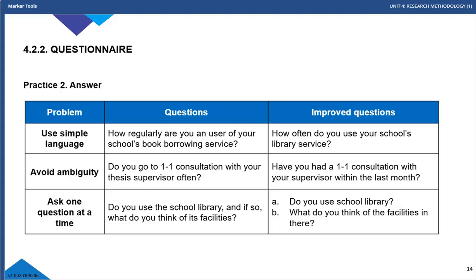Next one is the next question. The problem here is to avoid ambiguity. For example, do you go to one-on-one consultation with your thesis supervisor often? The ambiguity here is the word often. How often is it? You need to specify that it is within the last month. Next one, ask one question at a time. The question here says, do you use the school library? And if so, what do you think of its facilities? You should break it into 2 different questions.